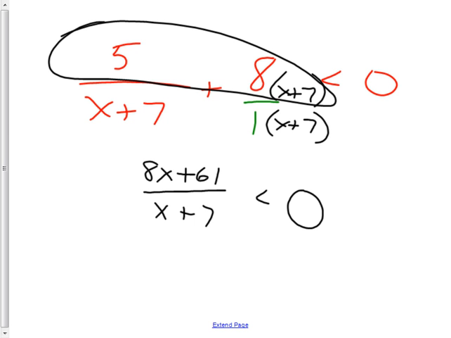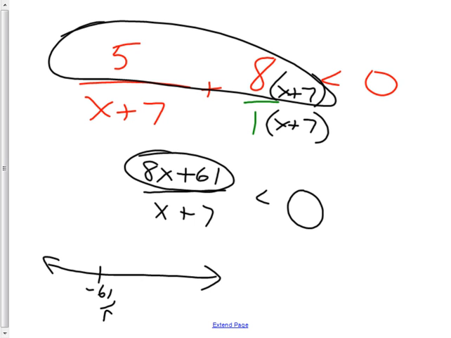And now, what would make the top 0 for my number line sign chart thing? Well, I'd have to solve this and figure out what would make it 0. It's negative something. Negative 61/8 actually. And then what would make the bottom 0? Negative 7. I got to figure out which side that is. That's almost -8, so -7 would be like here. And then -7's an asymptote, so it would never work. And the top thing would make it 0, and 0 is not less than 0, so that doesn't work either. And then I could check my intervals and all that stuff.